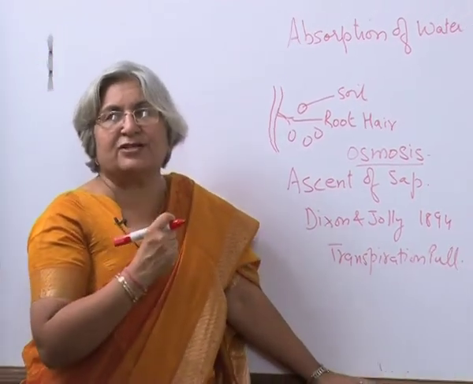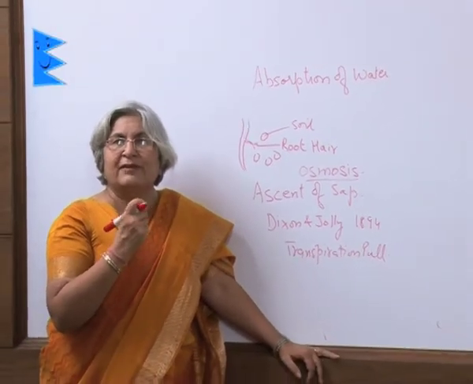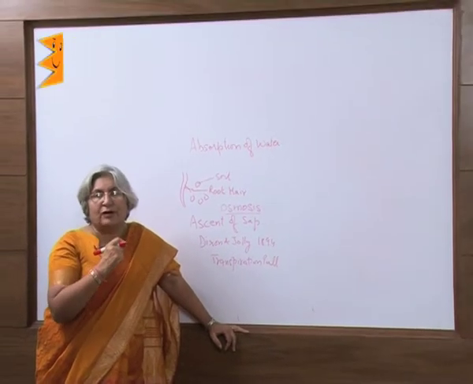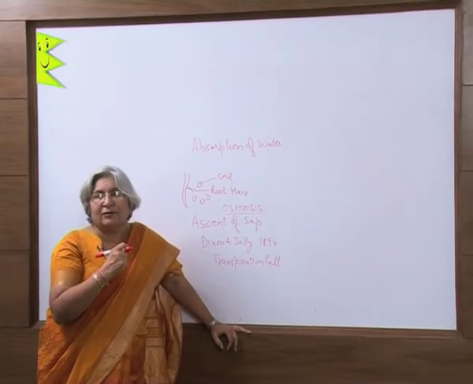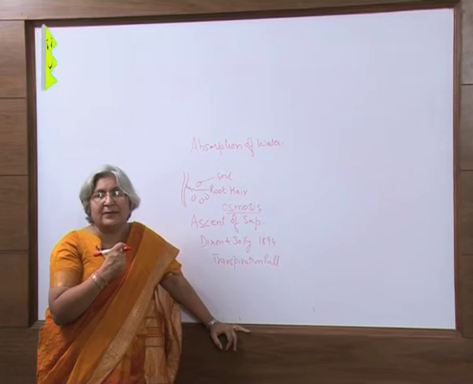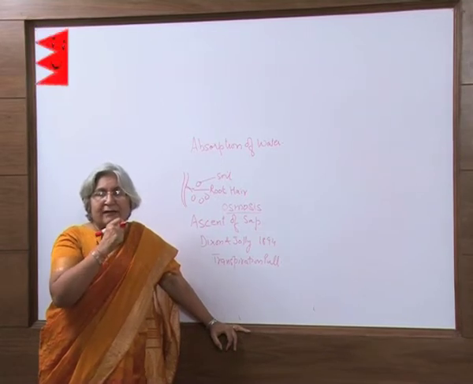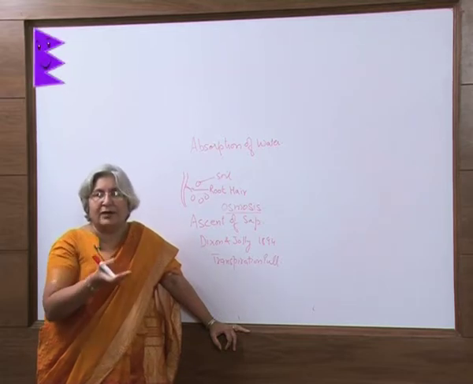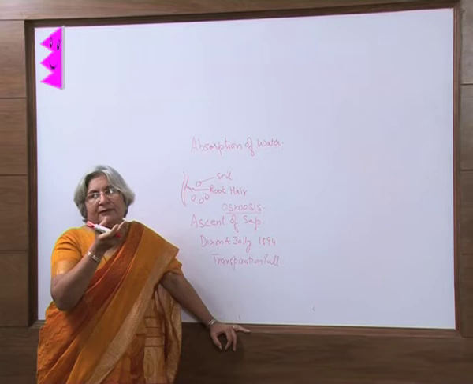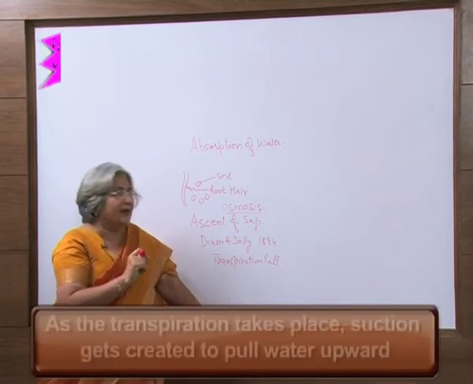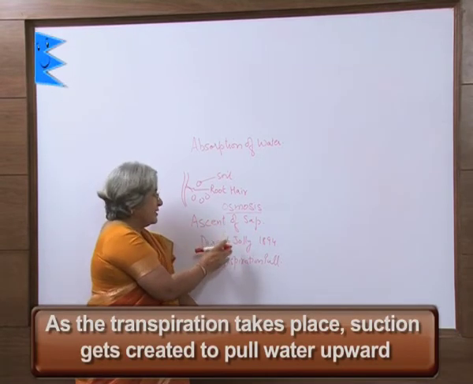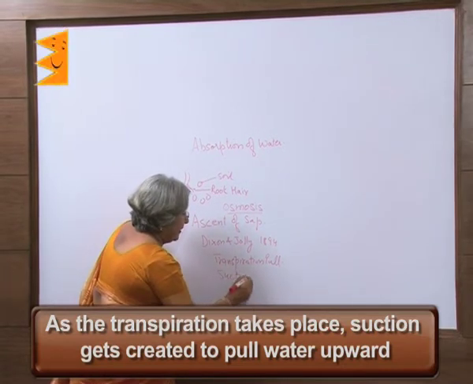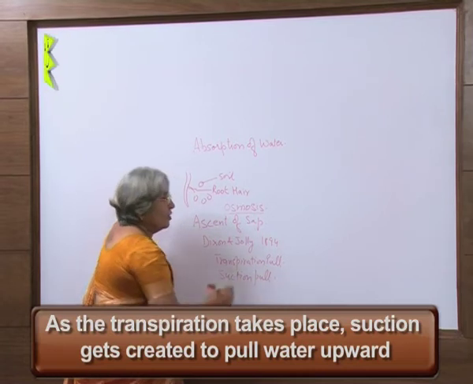Now, as transpiration takes place, there is a partial vacuum created. Just like if you have used a straw or a pipe to suck your cold drink or water, what happens there? As you suck air, there is a partial vacuum created and your cold drink or milk or whatever you are drinking moves up. Same is the process here. As the transpiration takes place, a suction pull is created and water moves up.